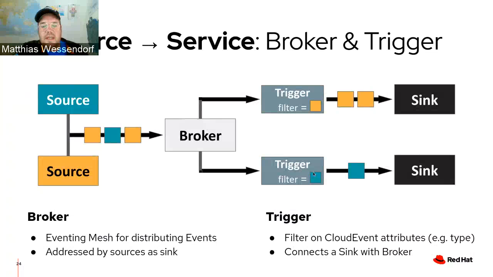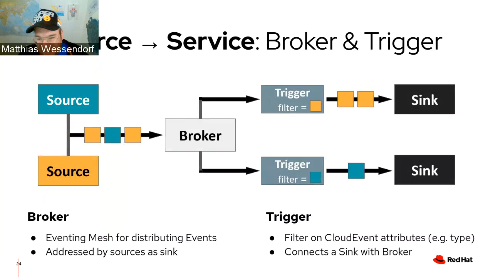And the trigger here for my second service is saying, hey, I'm only interested in this greenish event. So he's also just getting the green one. So 3 events go into the broker. 1 is going to my second service, and 2 of them are going to my first service. So I have a fine-grained way to actually trigger event delivery based on attributes of the cloud events.